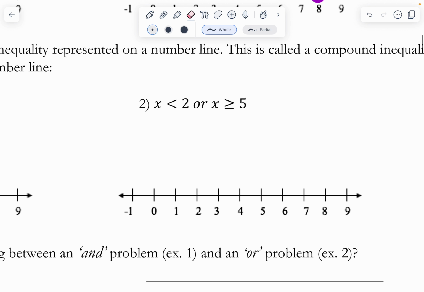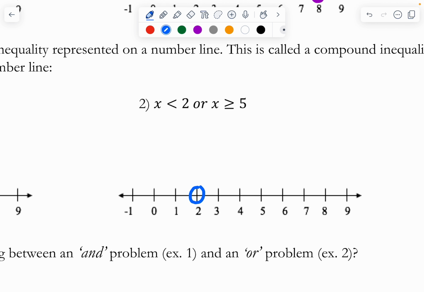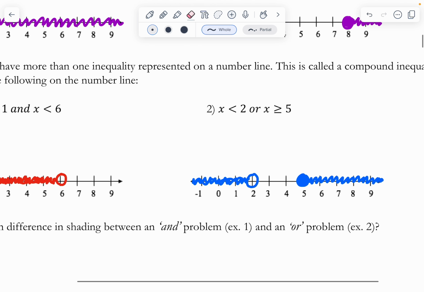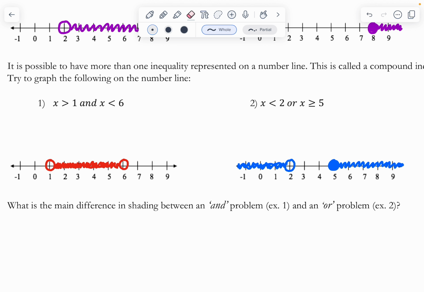An OR graph, we see over here, is going to go the other direction. So we're going to say we want numbers that are either less than 2 or greater than or equal to 5. So you see here numbers that are less than 2, there's a break in the middle. Those numbers, there's no intersection. They're not connected. They're pointing opposite directions. So an OR is saying this or that, this group to the left or that group to the right. The AND is a connection.